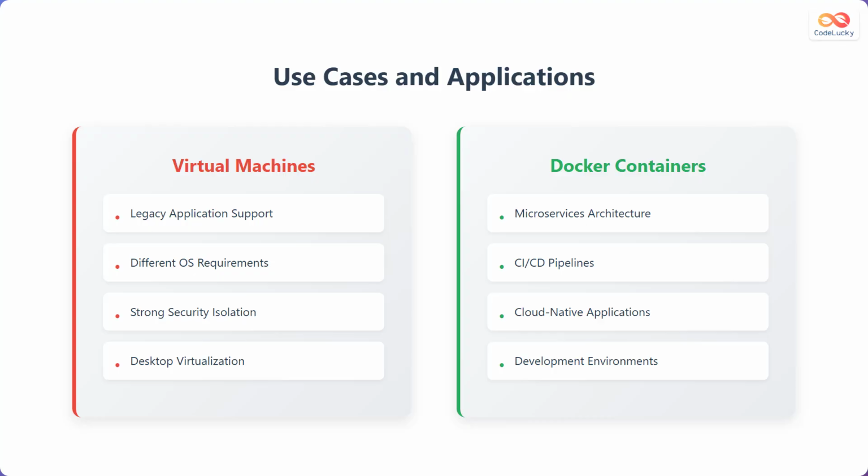Now let's explore the typical use cases for each technology. Virtual machines are often used for supporting legacy applications, where different operating system requirements exist, and when strong security isolation is needed. They are also commonly used in desktop virtualization.